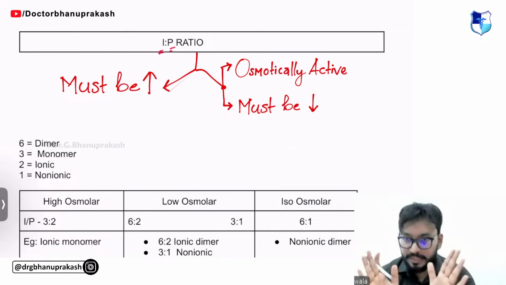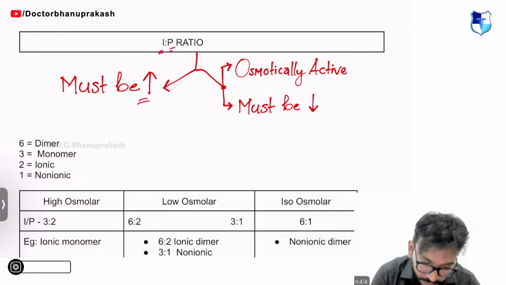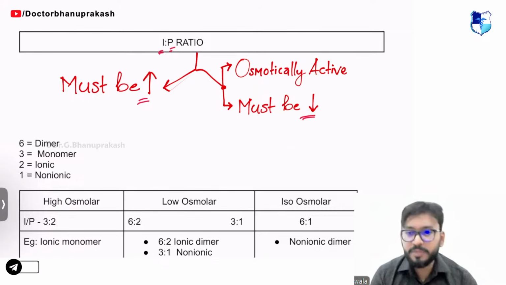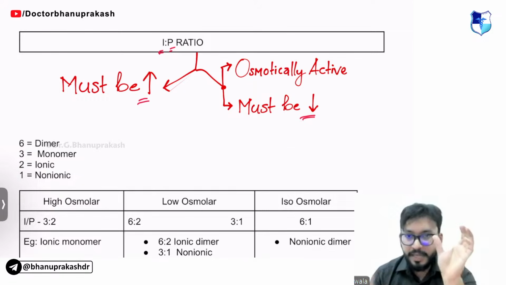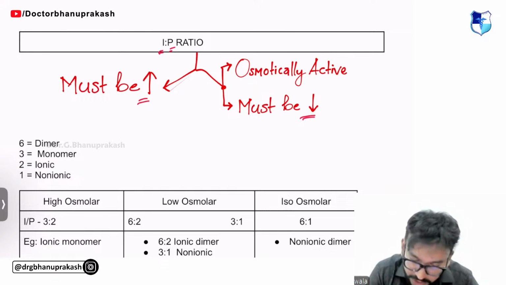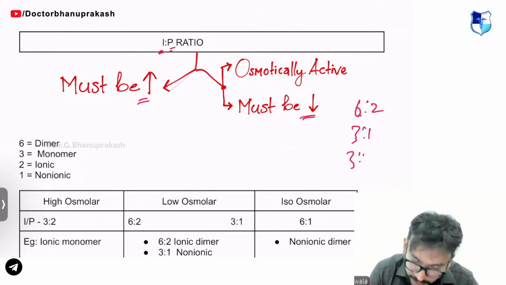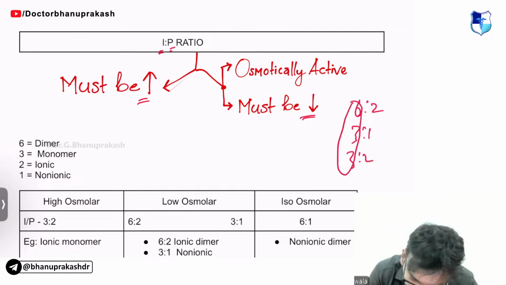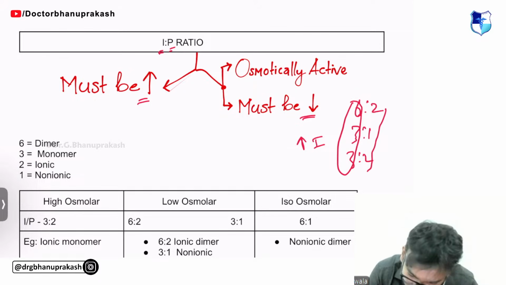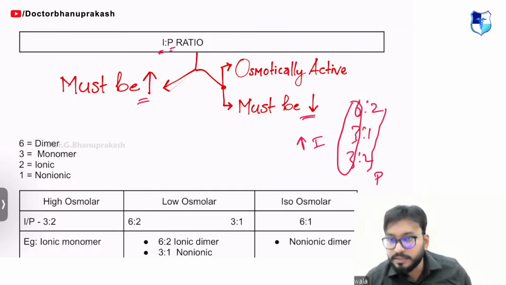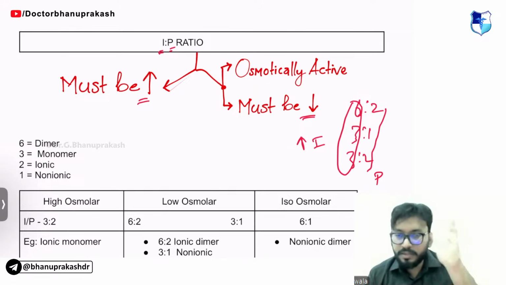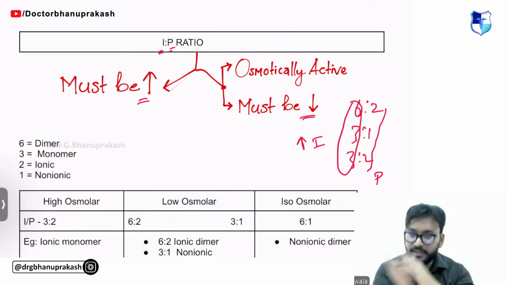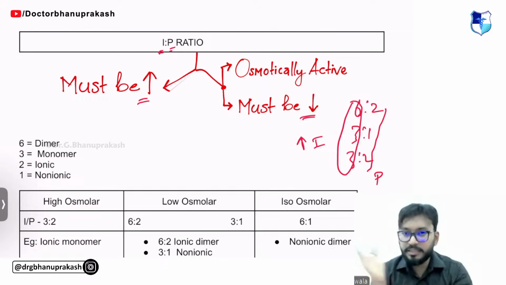Simple funda, basic. Iodine has to be more, particle has to be less. Why? Because particle is osmotically active. So in any ratio, if you see a ratio, say 6:2, 3:1, 3:2, anything that comes first is the I ratio. This has to be more. And anything that is the second number is the P ratio. This has to be less. So remember, 6:2, 3:1, anything that comes first is iodine, comes second is particle ratio.